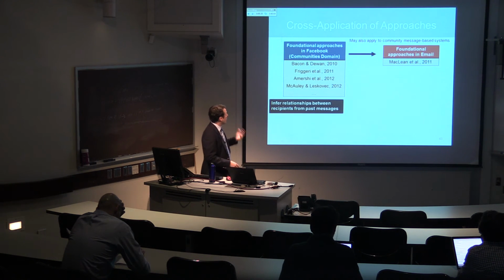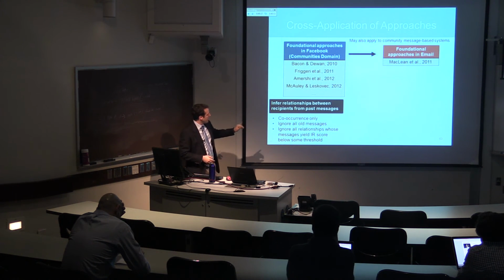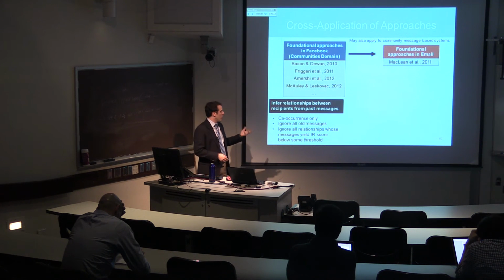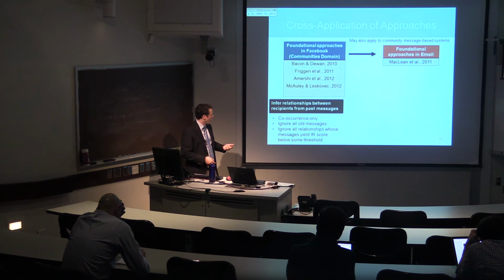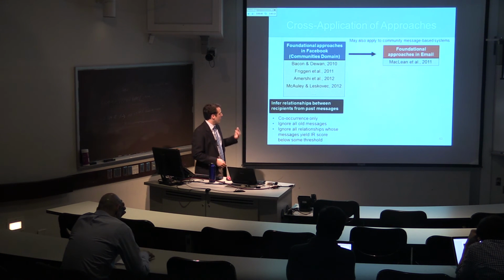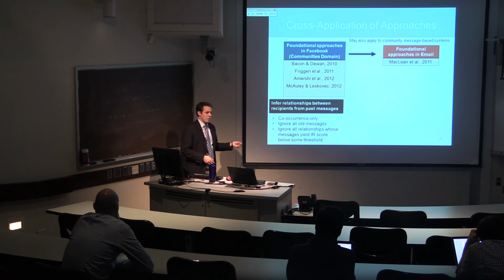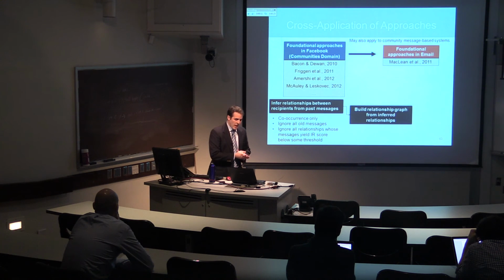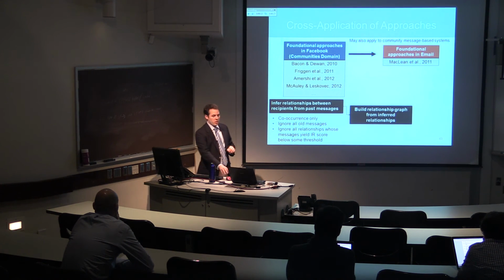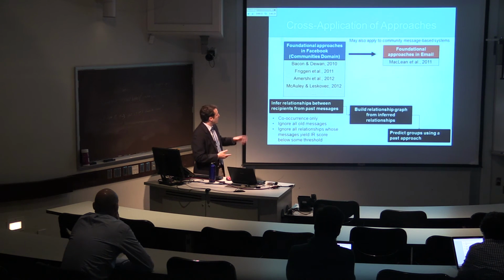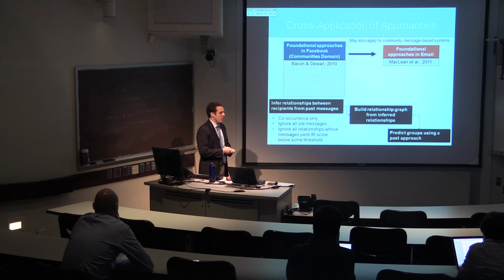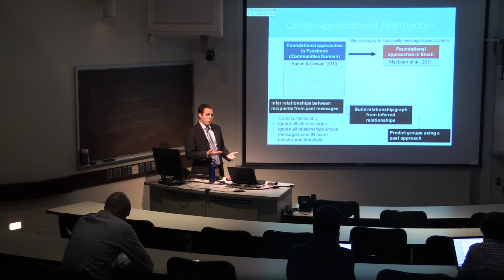To do this, we needed to first infer relationships between recipients from past messages. We did this in 3 ways: looking at co-occurrence only, or looking at co-occurrence but ignoring all messages older than some threshold, or ignoring all relationships whose messages yield an IR score below some threshold, where IR is that equation I talked about earlier. Then we built a relationship graph from these inferred relationships and predicted groups using a past approach from Facebook. In particular, we used the Bacon and Duan approach from 2010 because we had access to both the reasoning and the source code behind this approach.